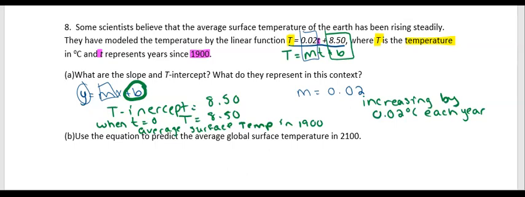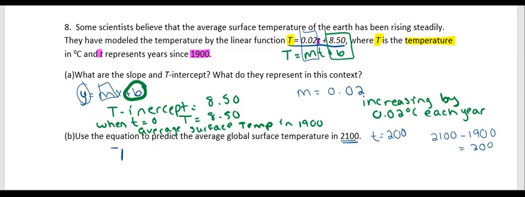In part B, it says use the equation to predict the average global surface temperature in 2100. So that means that this is going to give us our little t. But be careful. Little t is the time since 1900. We're looking at 2100 now. So that means we need to figure out how much time has passed. So let's do some subtraction. 2100 minus 1900 is going to be 200. So this is telling us that little t is 200.